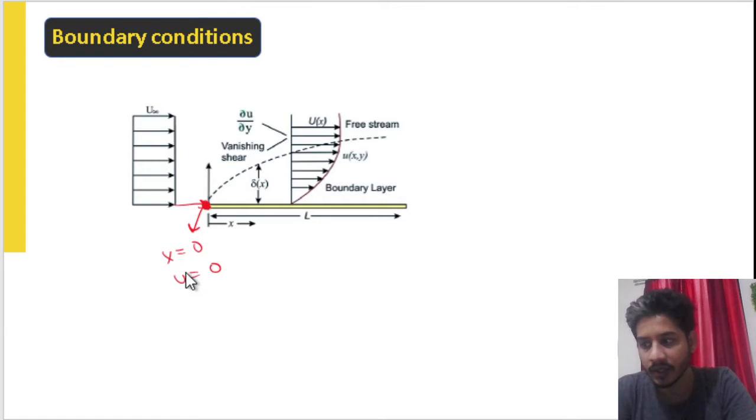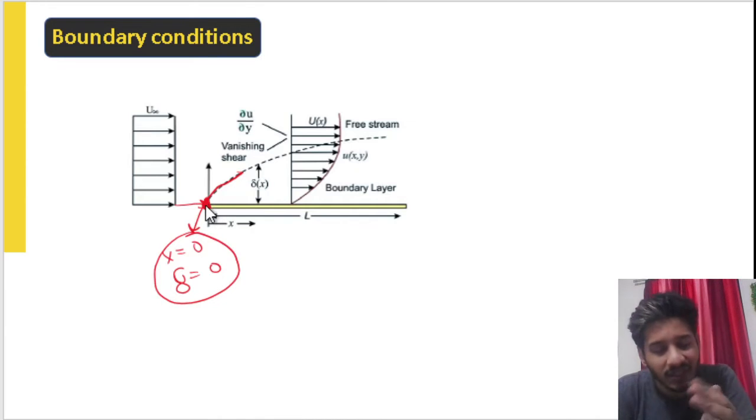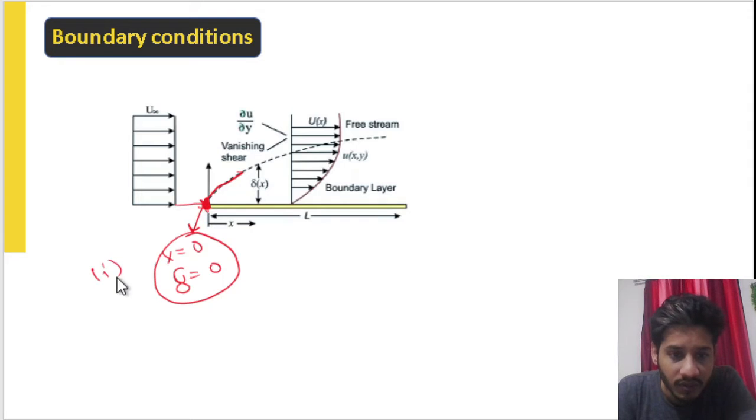All right, and u is a different thing. This is a slip condition. Del is 0 at x equal to 0. At this point, you can see this is the starting of the boundary layer. What is the del? Del value is 0 at x equal to 0, since the boundary layer has not yet started to form. All right, so this is condition 1.